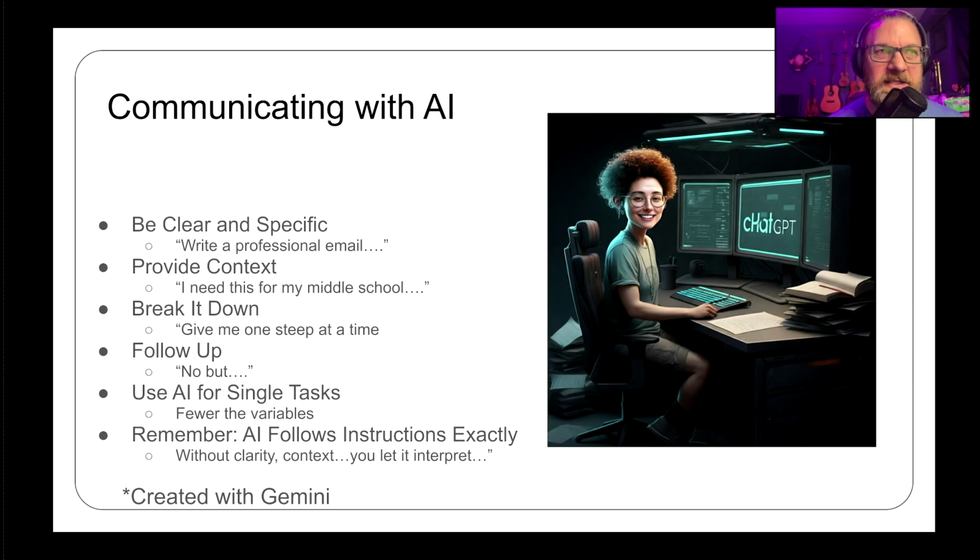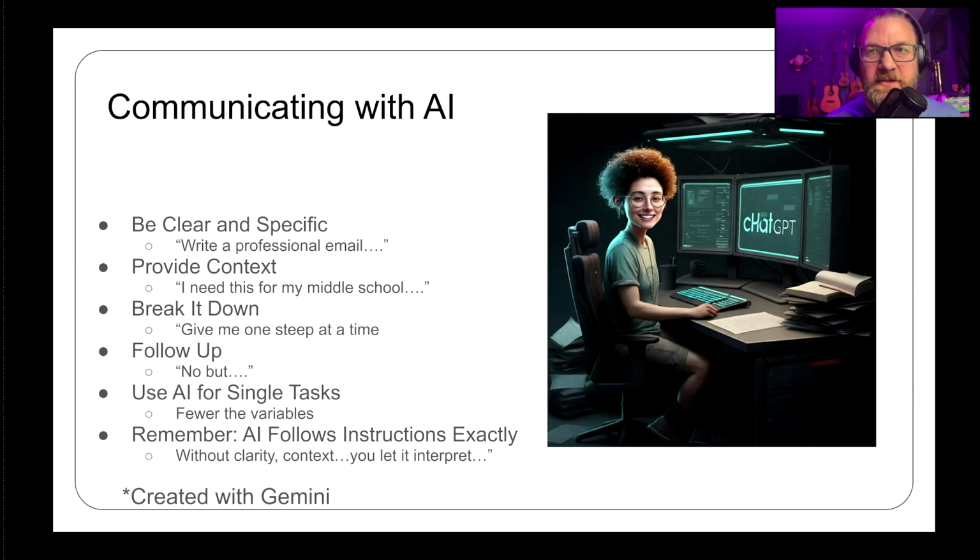Provide context. Break it down. This is one big one for me. Give me one step at a time. A lot of times when I've asked AI to help me with something, it will give me the entire 20 steps in detail. So ask it, hey, I just need one thing at a time, or I need one question at a time, and we'll follow up when that comes into play. Follow up with it. So it's like your web browser, but you can ask it questions.